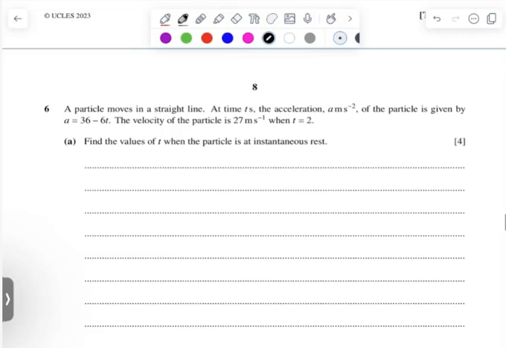Okay, the velocity of a particle is that when time is that. So they've given us a moment in time. So when t is equal to 2, our velocity is 27. And we know they've given us a formula for acceleration. Find the value of t when the particle is at instantaneous rest. So that's when the velocity is 0. Okay, so when is this particle at rest? That's what we've got to figure out. And the answer we're giving them is a value for time.